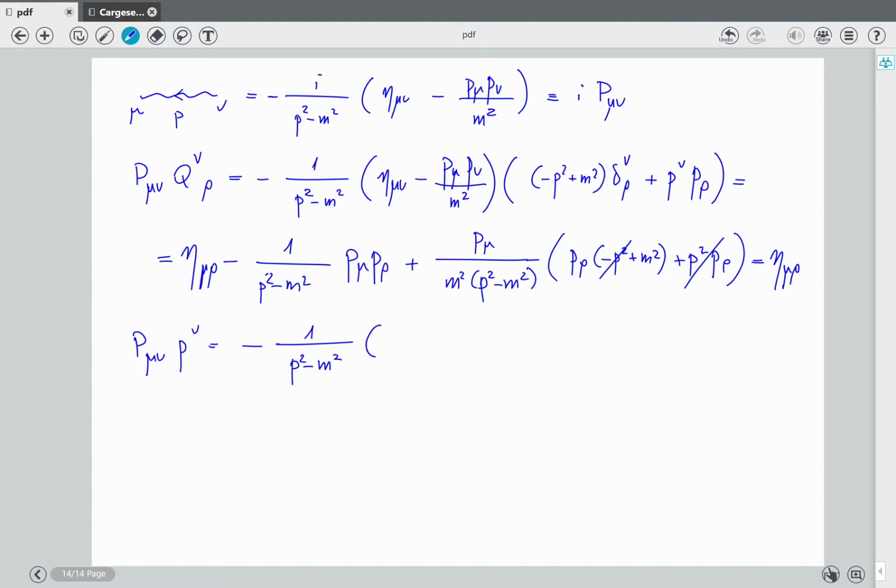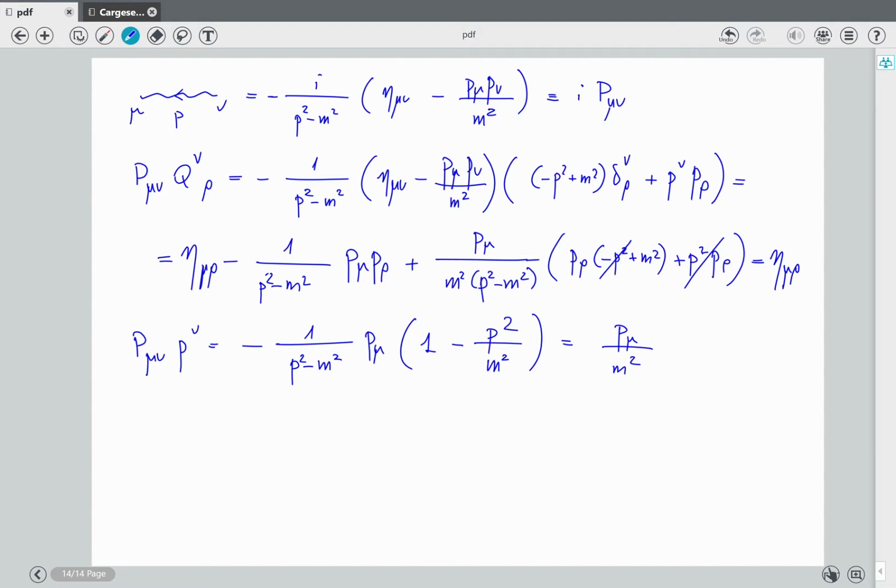But what do we get instead? We get p, so we contract by p nu, yes, p nu, so here we get p mu, and there is a p mu there also, so we can collect a p mu, and we get minus 1 minus p nu will give p squared divided by m squared, and that is equal just to p mu divided by m squared.